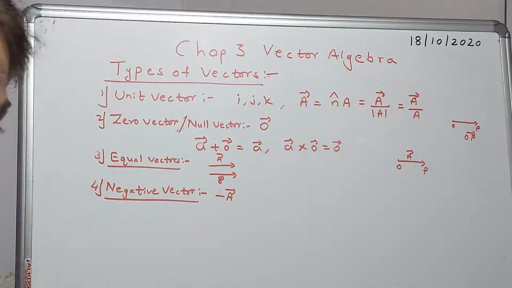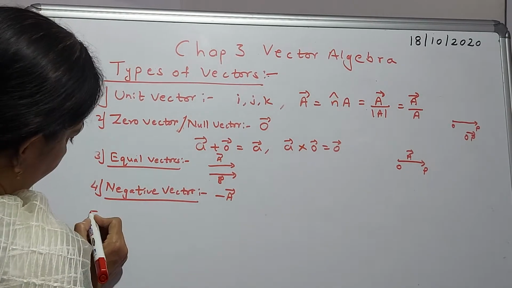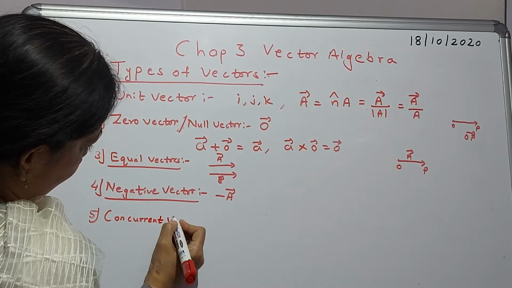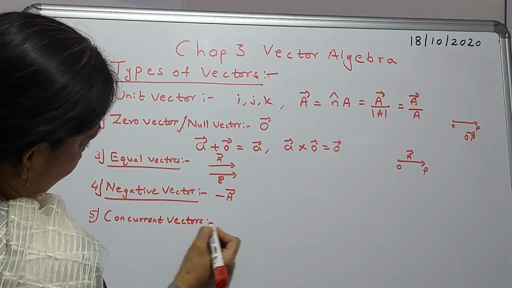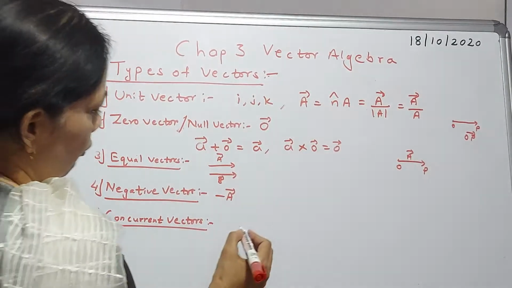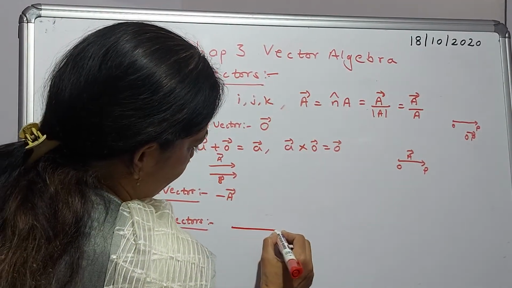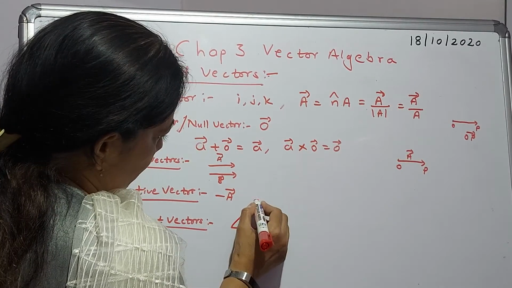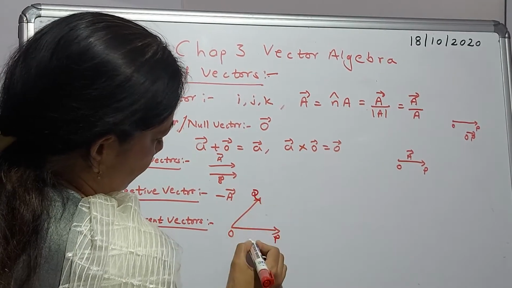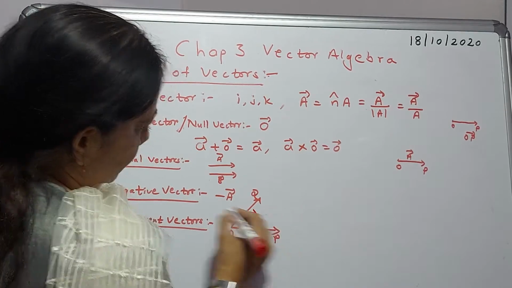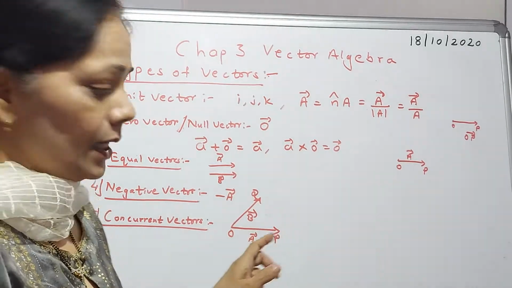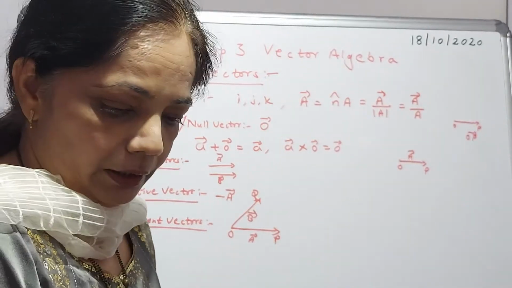Correct? Next is concurrent vectors. Now what are the concurrent vectors? Concurrent vectors are the vectors having the same origin. For example, I have one vector in this direction, other in this direction. Vector A and vector B. Correct? I have vectors A, OP, vector B, vector OQ. But the starting point is same, then they are called concurrent vectors.